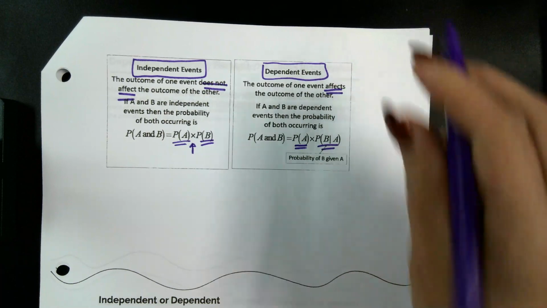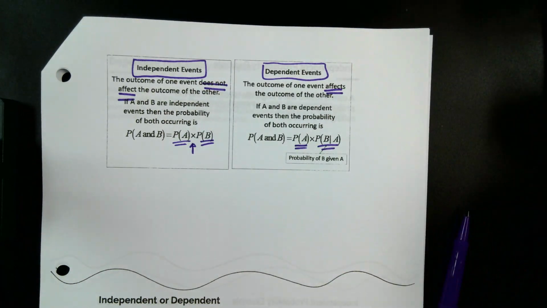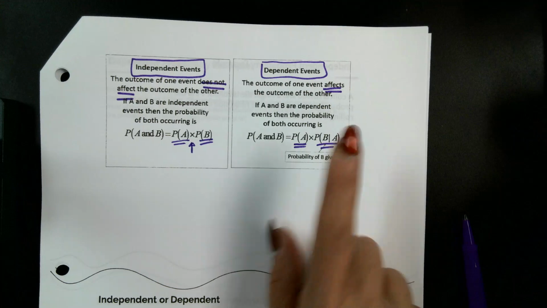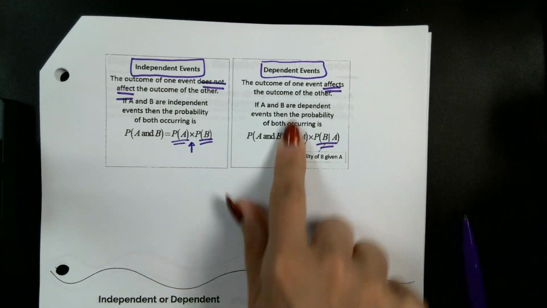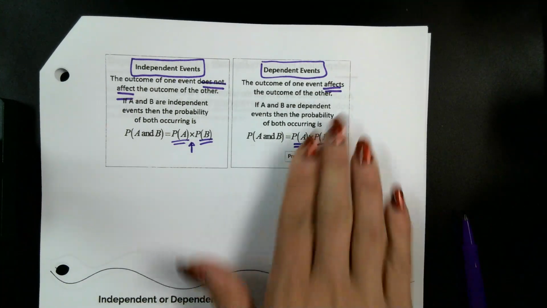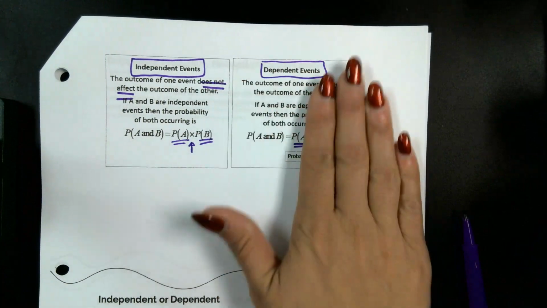Remember, for all of you that completed the first assignment, that last problem, the one with the 5 tickets. Each ticket after the first one depended on what happened the first time around. So we had to decrease the number every time because we didn't put the ticket back in the bag. So whatever happened with the first affected what happened with the second. That would be considered a dependent event.